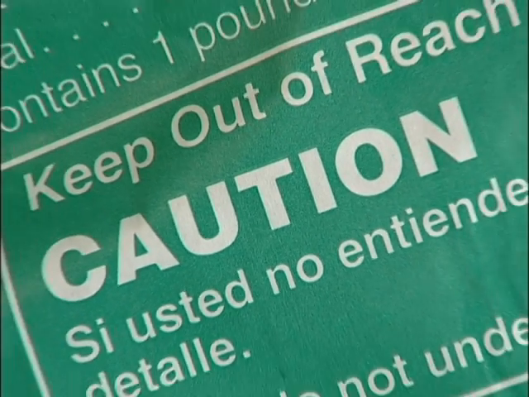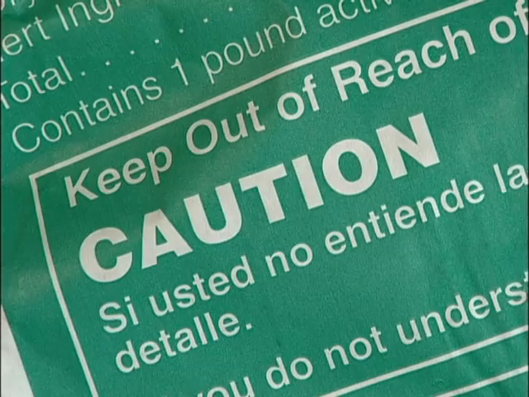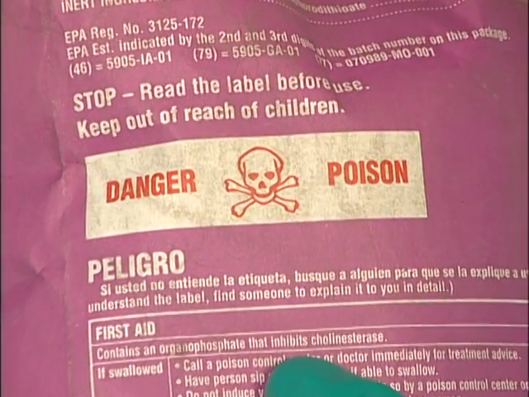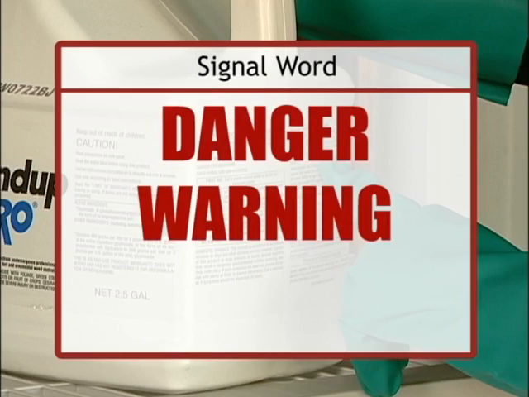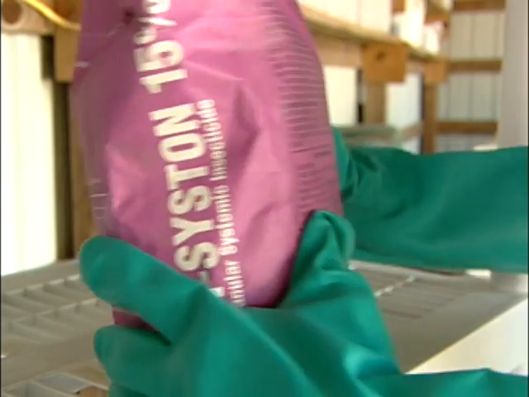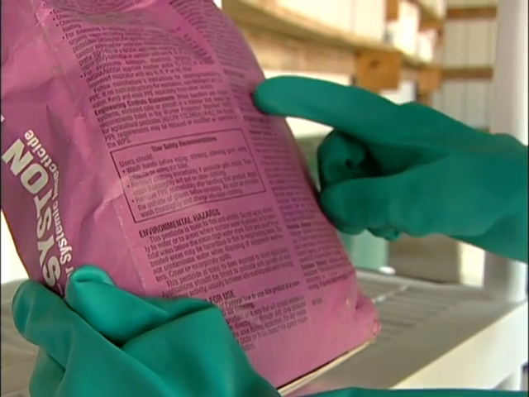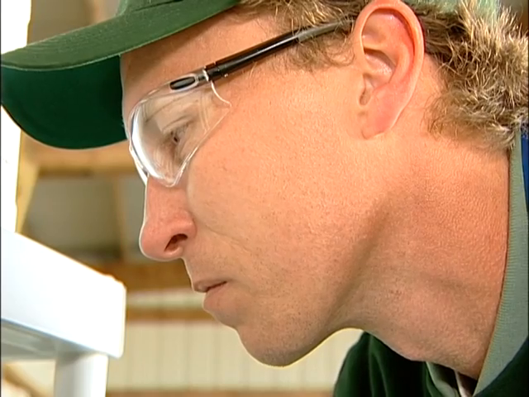One of the most important parts of the label is the signal word. It tells how toxic the chemical is. Signal words used on labels include danger, warning, or caution. The hazards to humans section of the label will give you more information about the health risks of the product.